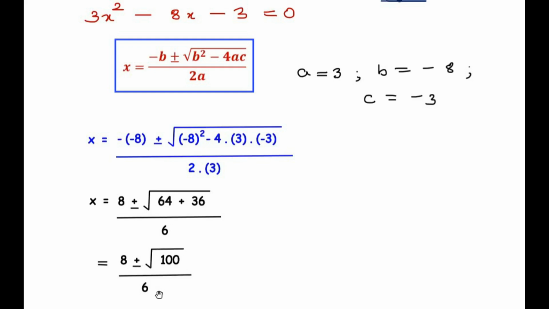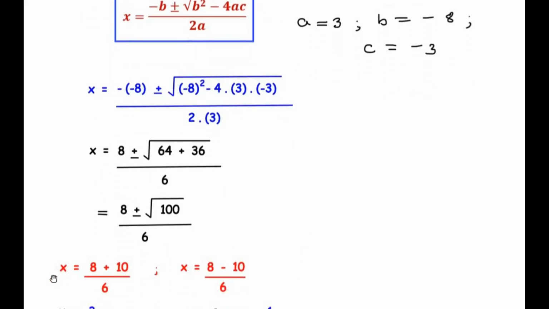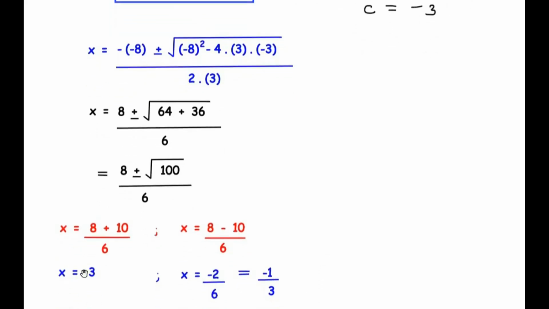Now further simplifying this, we get 8 plus minus square root of 64 plus 36 gives you 100 over 6. So here basically we get two values of x, that is x is equal to 8 plus square root of 100 is 10 divided by 6, and the second value is x is equal to 8 minus square root of 100 is 10 divided by 6. So this simplifies as x is equal to 3, that is 8 plus 10 is 18, 18 divided by 6 gives you 3, and the second value is going to be 8 minus 10, that is minus 2 over 6, which gives us minus 1 over 3.